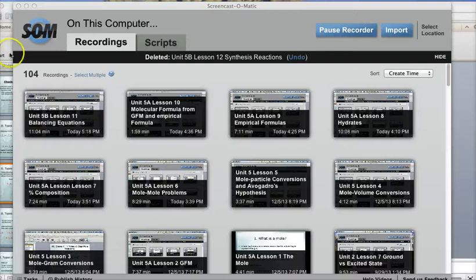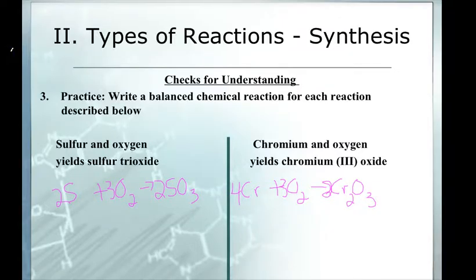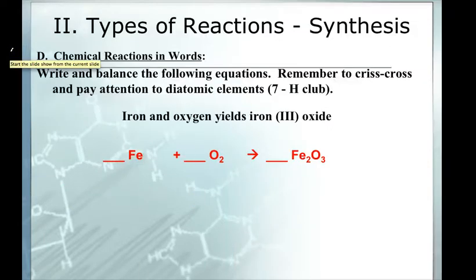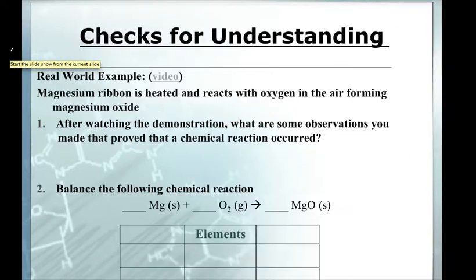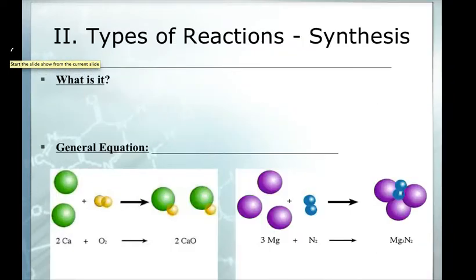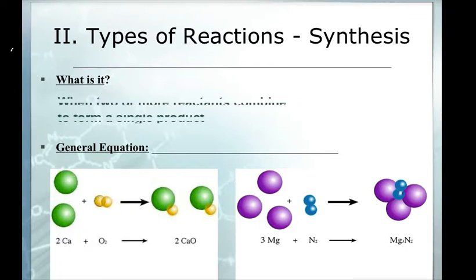Okay, so we are going to be looking at types of reactions. So the first type of chemical reaction that we're going to be looking at is called a synthesis reaction. And a synthesis reaction means that you're synthesizing or building something more complex from simpler substances.